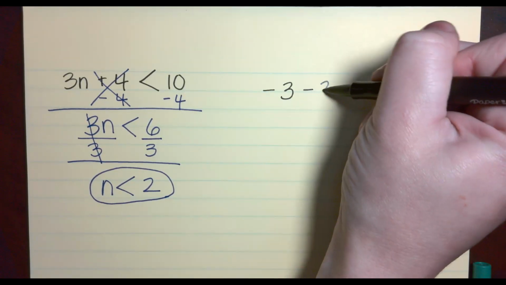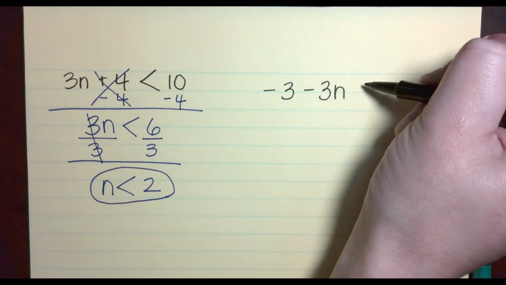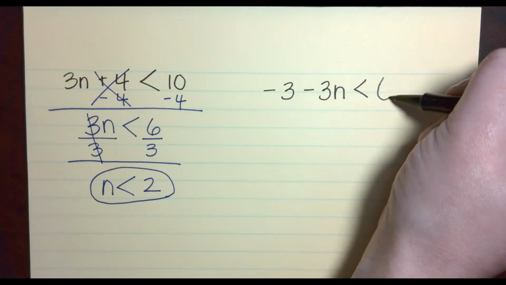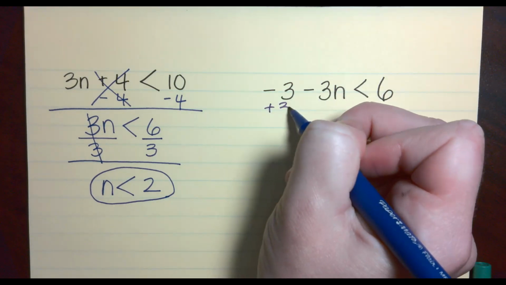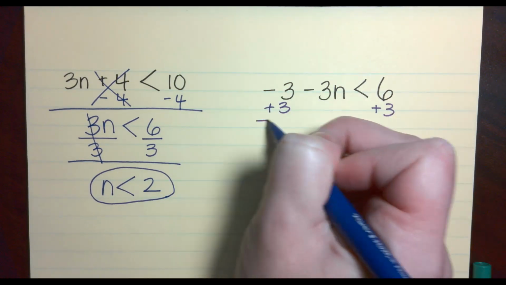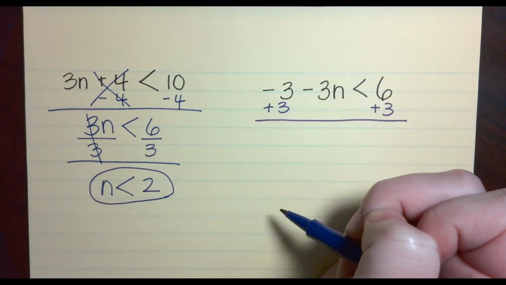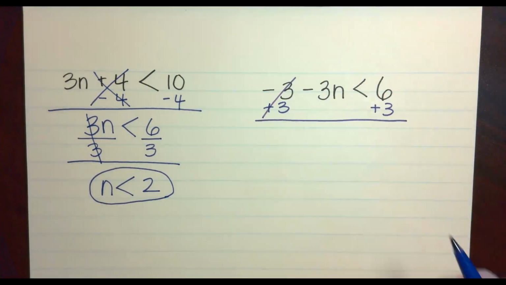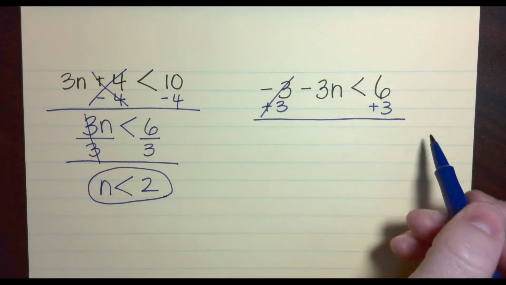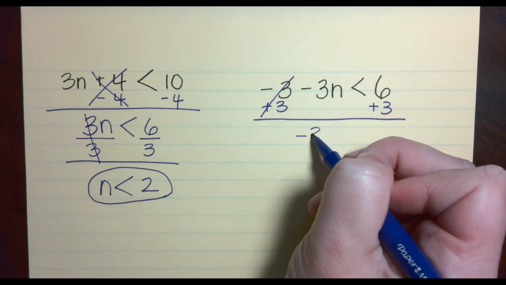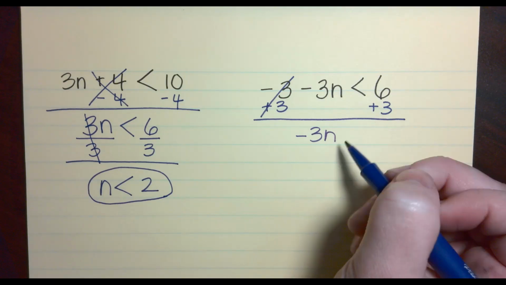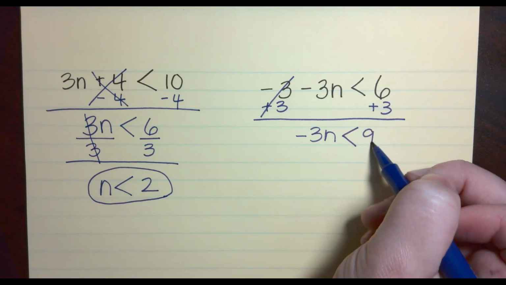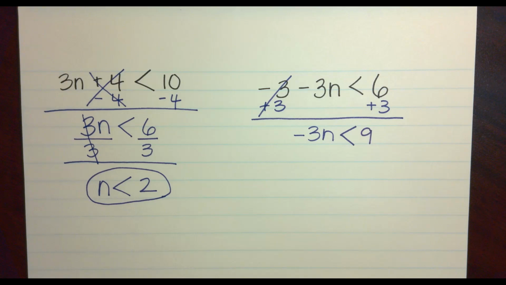-3 minus 3n is less than 6. What should I do first? Add 3. Good. Add 3 on both sides. And then what? My 3's will cancel, so what am I left with? Good. Thank you for dropping that negative down. -3n is less than 9. All right, now what is next?